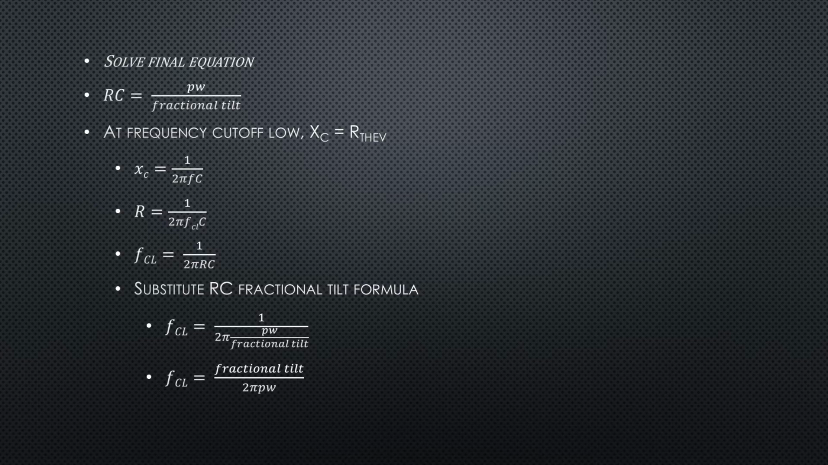Now we've got RC in terms of square wave pulse width divided by fractional tilt. We're going to substitute that in for the RC. That gives us frequency cutoff low is equal to 1 divided by 2 pi times pulse width divided by fractional tilt, which simplifies to our final formula. Frequency cutoff low is equal to fractional tilt divided by 2 pi pulse width.